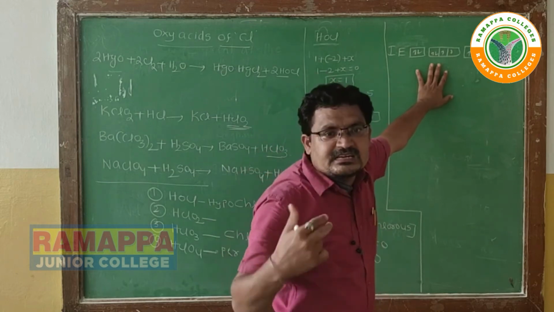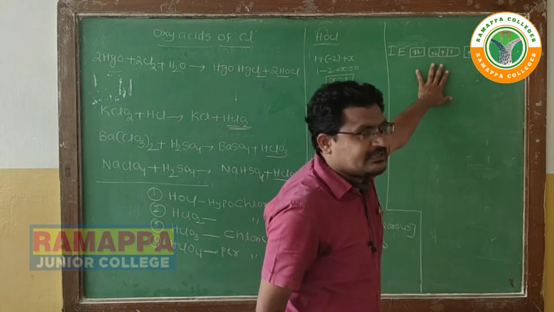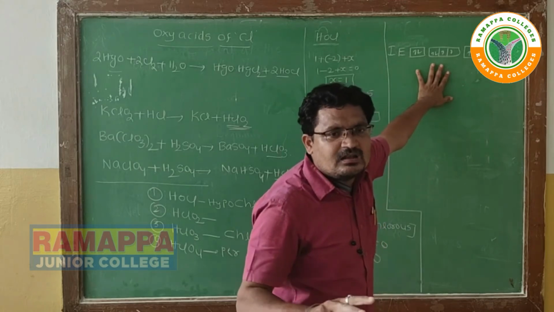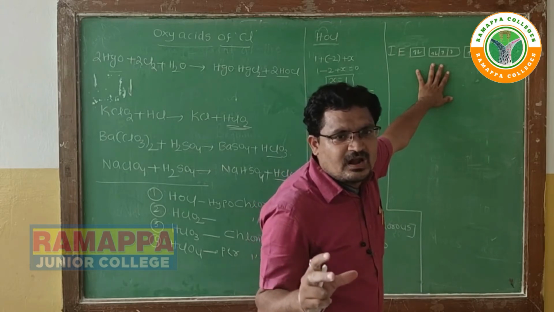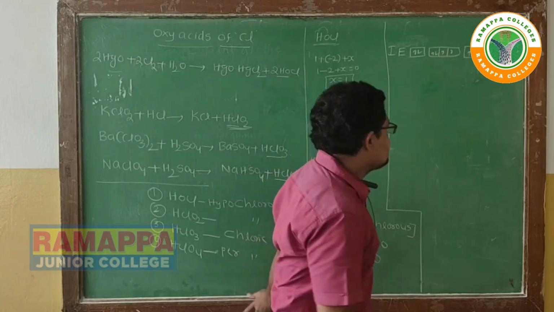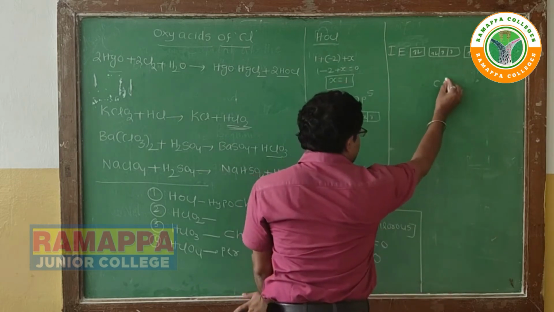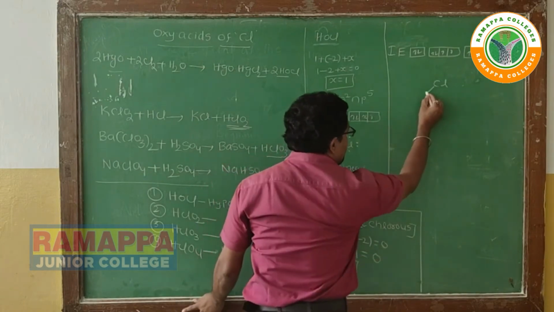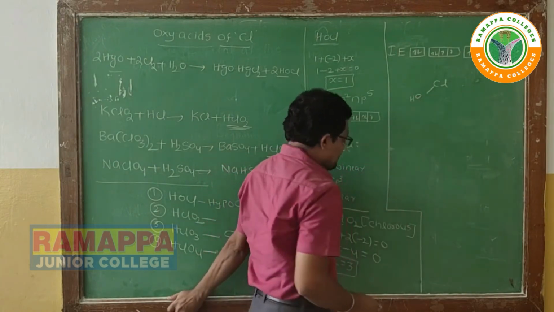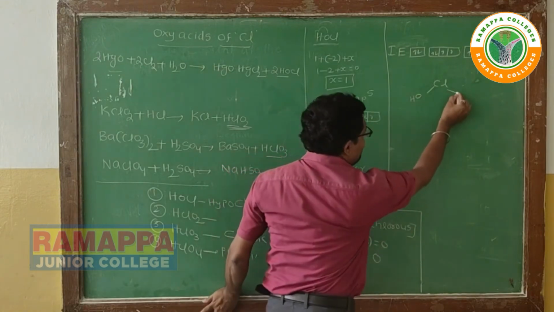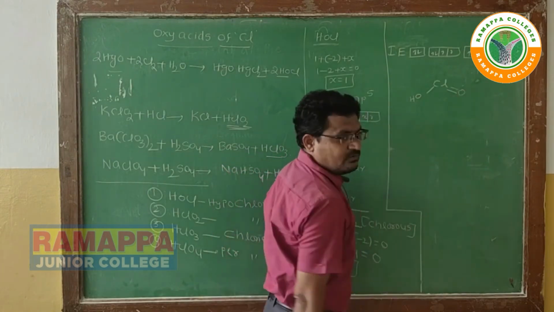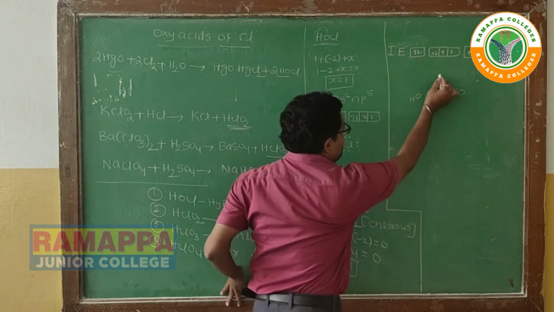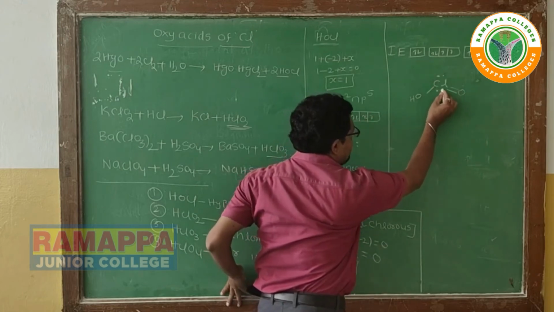It is not sp3d hybridization. It undergoes sp3 hybridization. All oxyacids of chlorine undergo sp3 hybridization. Simply here chlorine is the central atom. Here how many OH? One OH. The remaining one O is a double bond O. How many lone pairs of electrons? 2. One is above the plane, another one is below the plane.